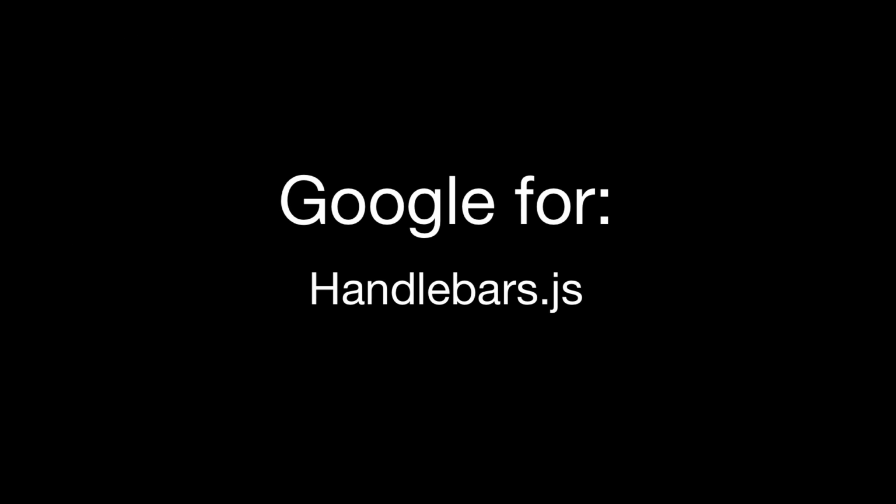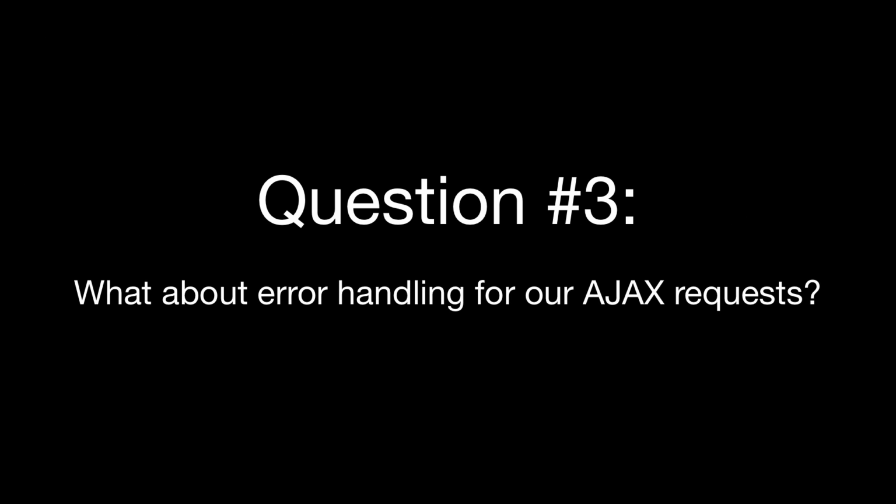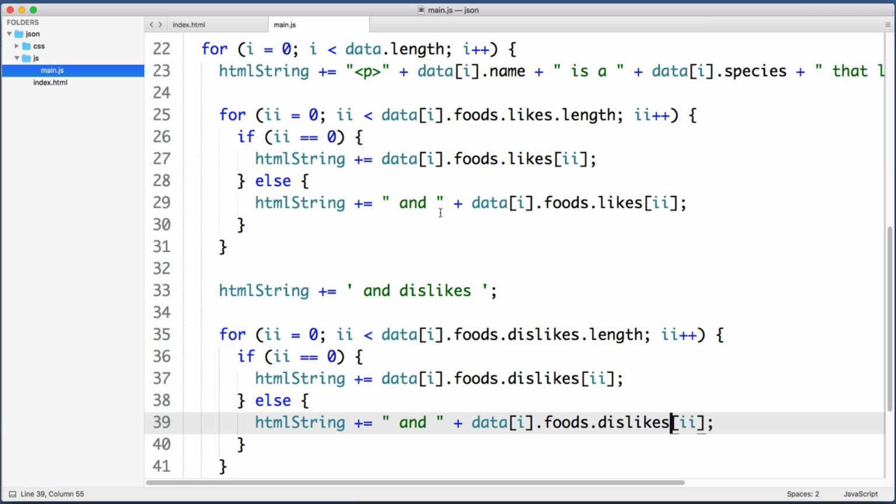All right, and the final question, question number 3, what about error handling for our AJAX requests? Because we don't live in a perfect world, and sometimes the browser connection to go out and send or receive data will fail. Well, the good news is that it's very simple to set up error handling. So let me jump into the JavaScript file and we can set up error handling right now.